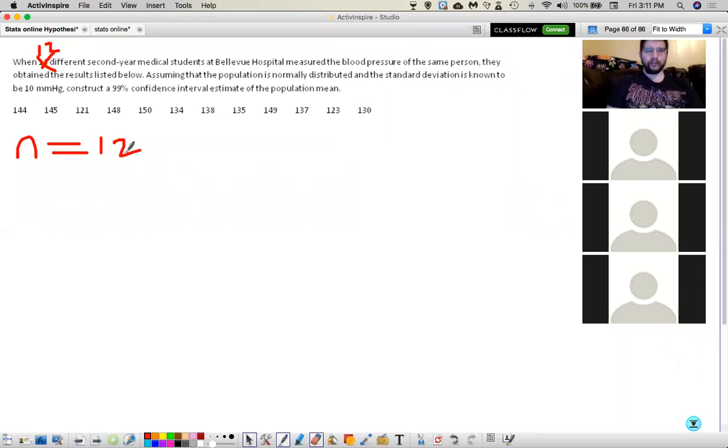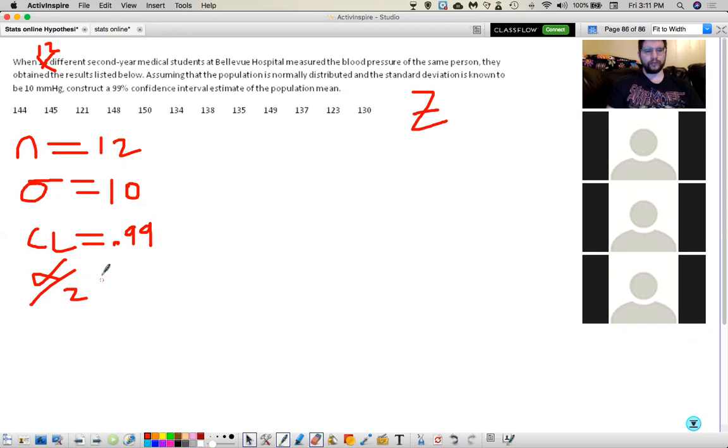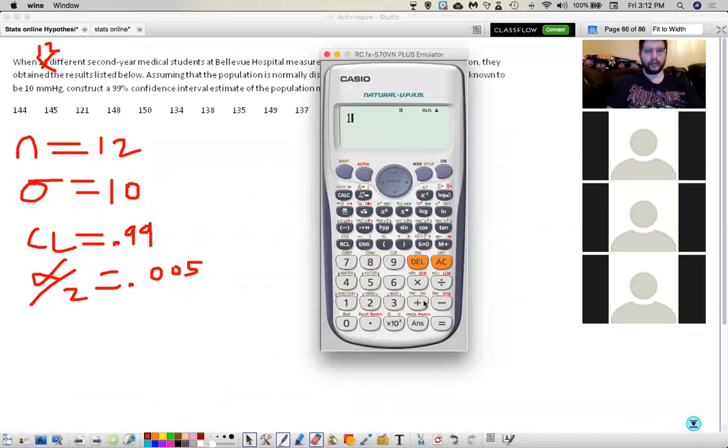So n is 12 if we count them. The population is normally distributed, and the standard deviation is known to be, okay, they tell us the standard deviation is known to be 10. That makes this a Z interval. Confidence level is 99%. So for Z's, if we're doing it without a TI, we need to look at the alpha over 2. That's 0.01 divided by 2, so that's 0.005. How we get that is 1 minus 0.99 divided by 2, and that's this 0.005.